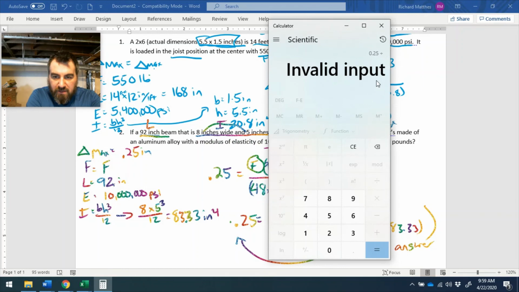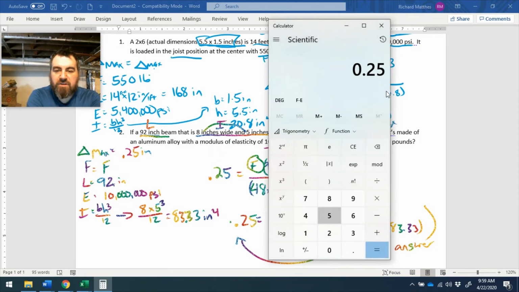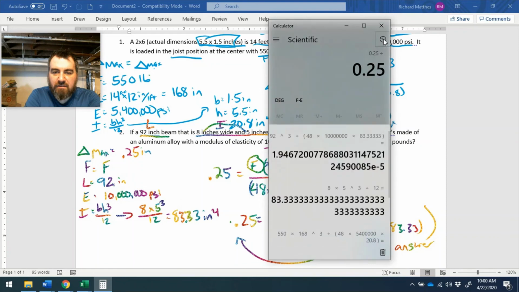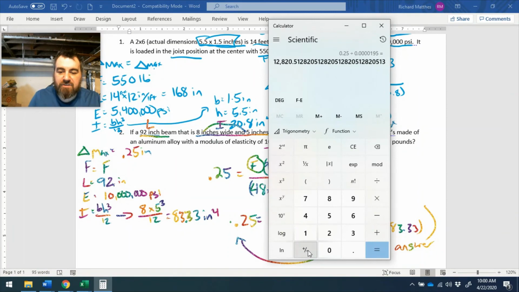Oh, no, it doesn't let me do it. All right. We'll just say 1.95 times 10 to the negative fifth. 0.25 divided by 1.95 e negative... Oh, we're going to redo this. Man, I got to edit this video. Maybe I could edit everything. I don't know. 0.25 divided by, what was it again? 1.95 e. We'll change this to a negative 5.